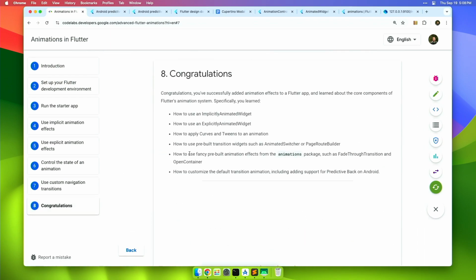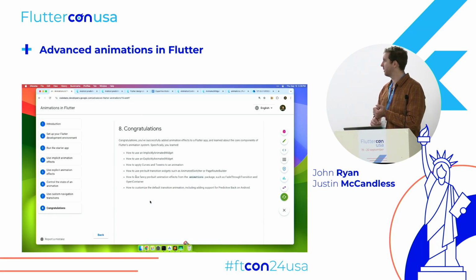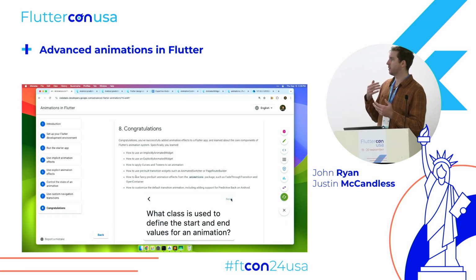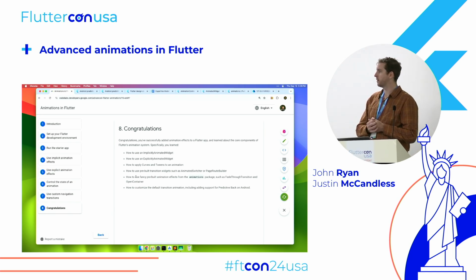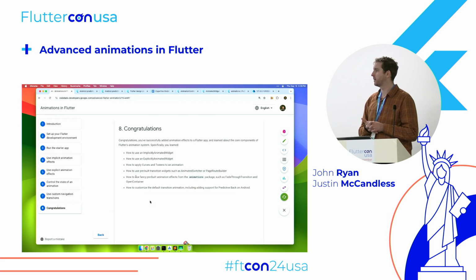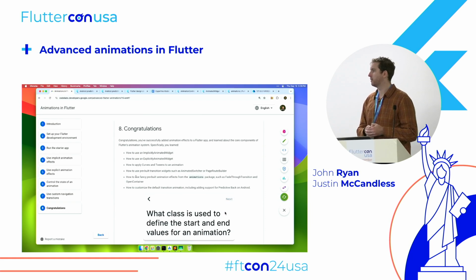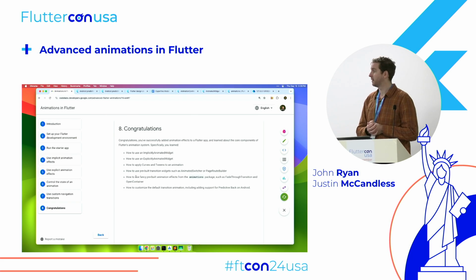And thank you all for coming. You've learned a lot here. I think we've covered a lot of stuff. We've covered implicit animations. We've covered some of the basic intuition of what's going on with animations. Now you know what an implicitly animated widget is, what an animated widget is, what explicit animations are, curves and tweens, a lot of the animation stuff from the animations package, some utilities like animated switcher or page route builder, and how to customize the default animations and use predictive back. So I think that's a pretty good set of things we learned.